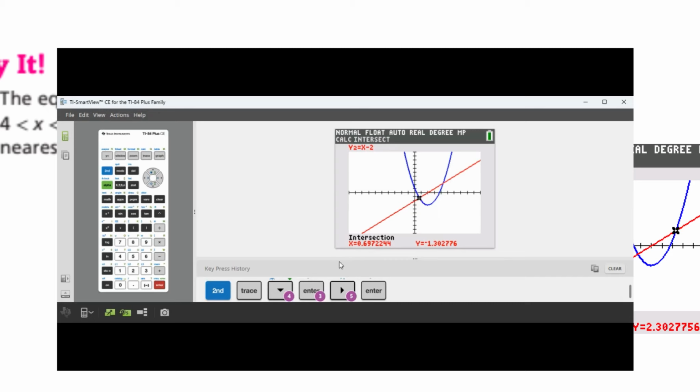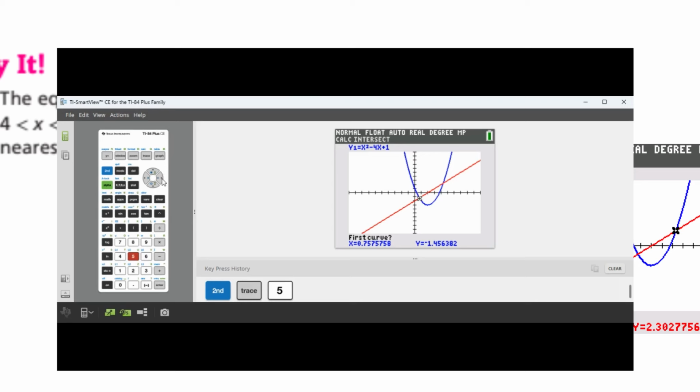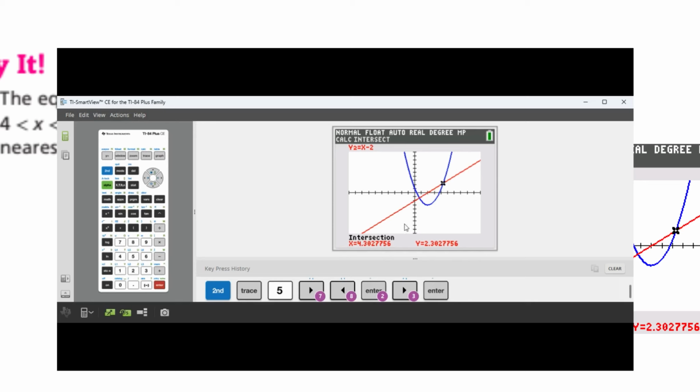That's actually the one we were asked about. So I'm going to follow that same sequence over again. So we'll get another chance to take a look at this. I'm going to go again second, the trace button, which is calc, the fifth button, which is intersect, and it's going to ask me for the first curve past the vertex. I want to make sure I'm past the vertex on a quadratic so it knows which side I'm talking about. I'm going to hit enter. Second curve, I'm going to hit enter again, and then I'm going to slide over to my intersection and hit enter. So there's my solution one more time.